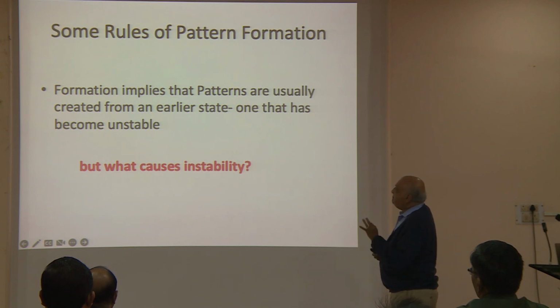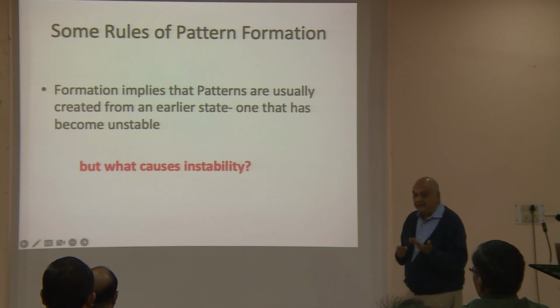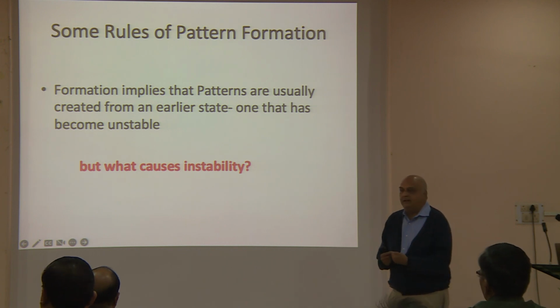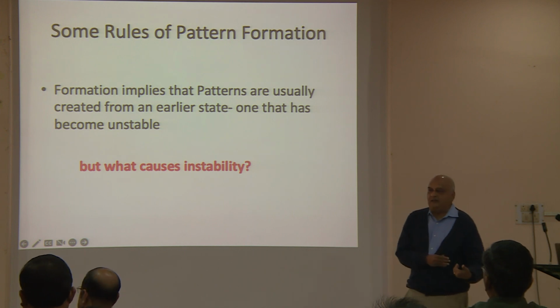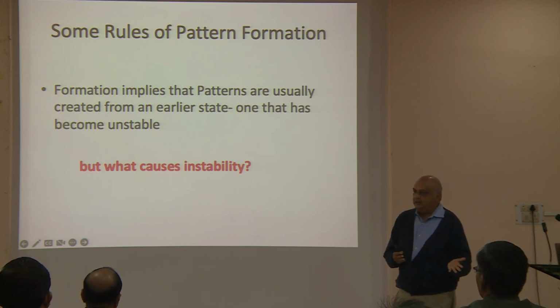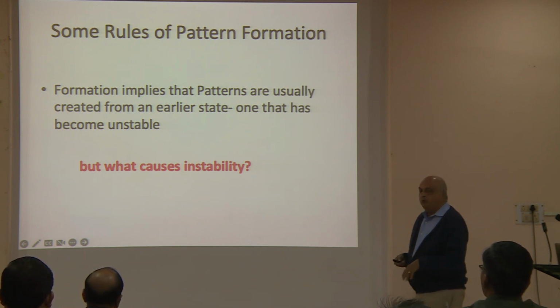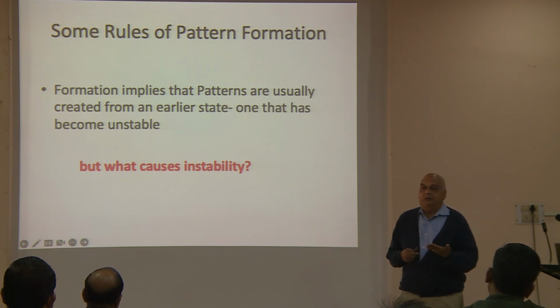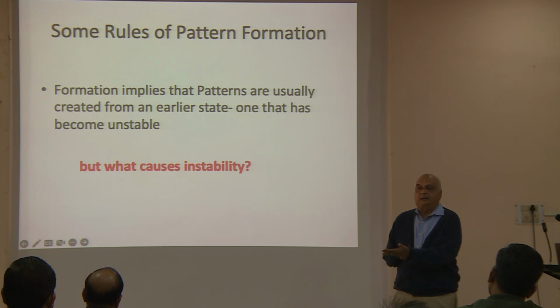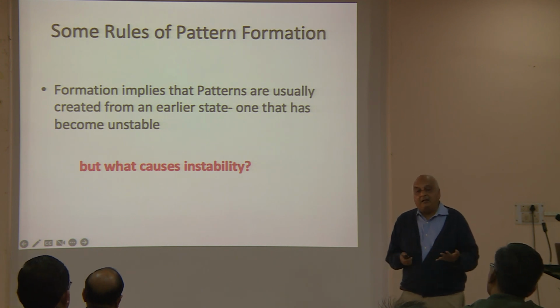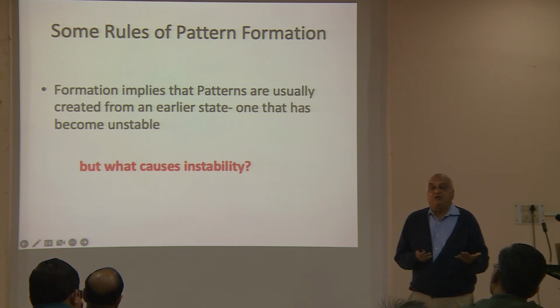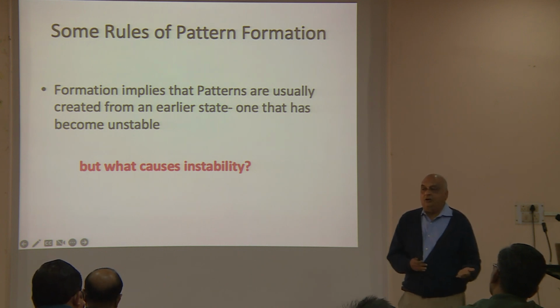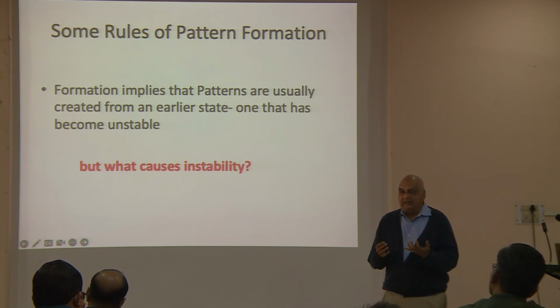Pattern formation implies that patterns are created from an earlier state. You can't form something unless you form it from an earlier state. So there was an earlier state, and that earlier state can usually be, maybe typically, uniform, without any coherent pattern. And that state can change its uniformity suddenly to another state in which you get these patterns.